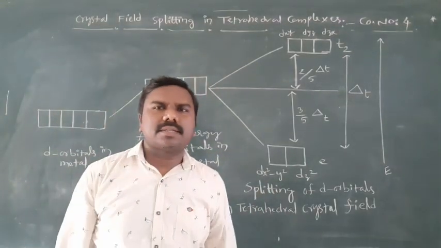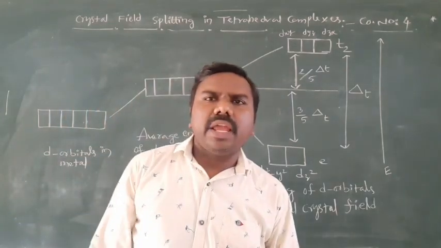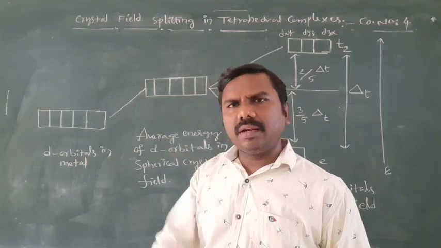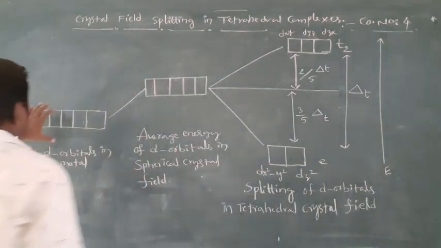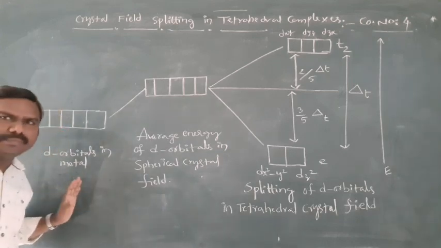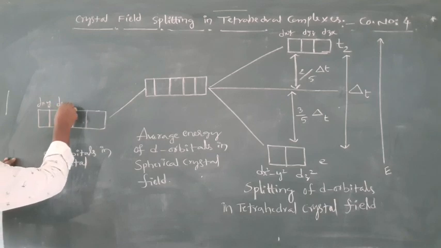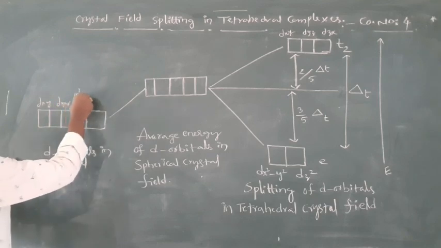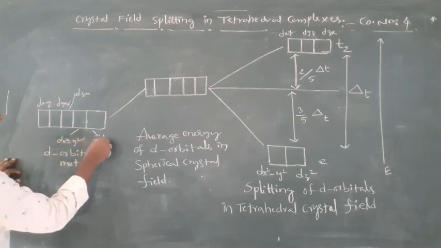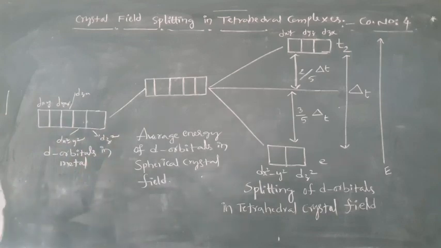Okay, students, this is the diagram for crystal field splitting in tetrahedral complexes. Same as octahedral, with a little variation. These are the degenerate d orbitals in the free metal atom: dxy, dyz, dzx, dx square minus y square, dz square. We have written the 5 degenerate orbitals already.